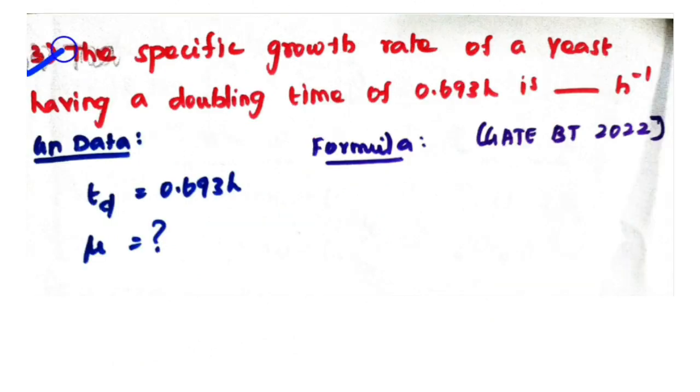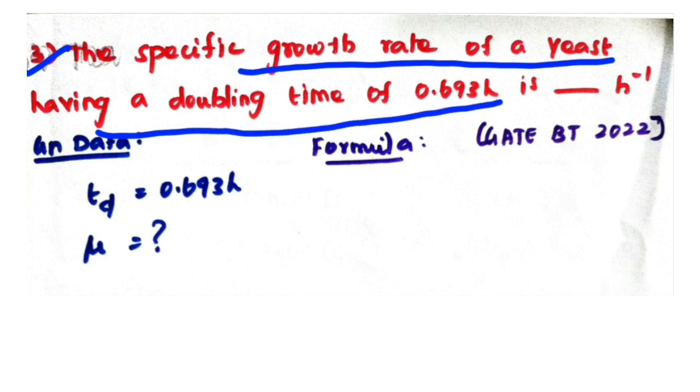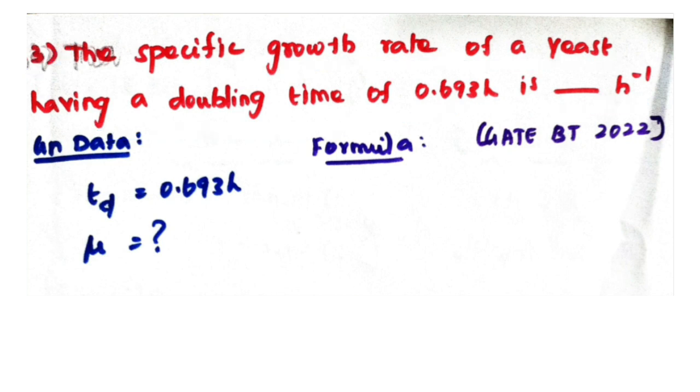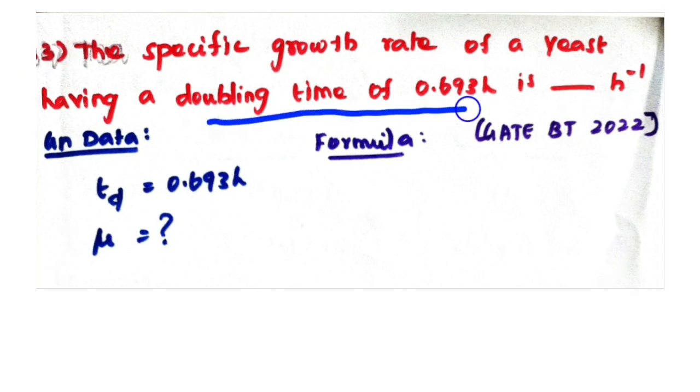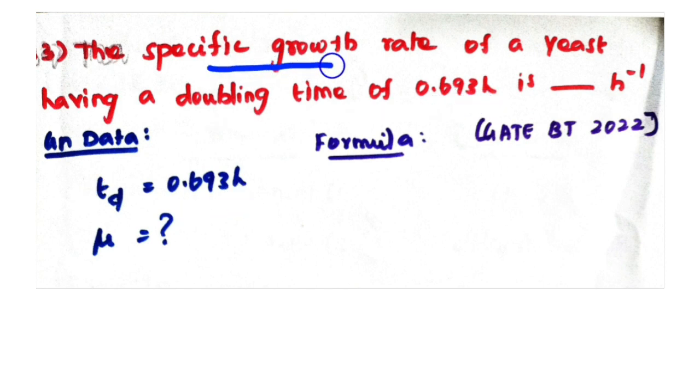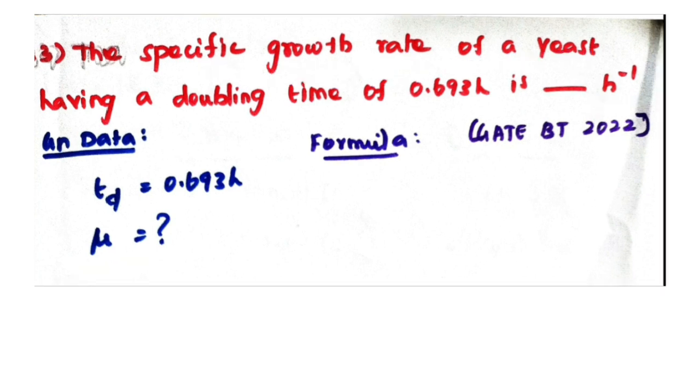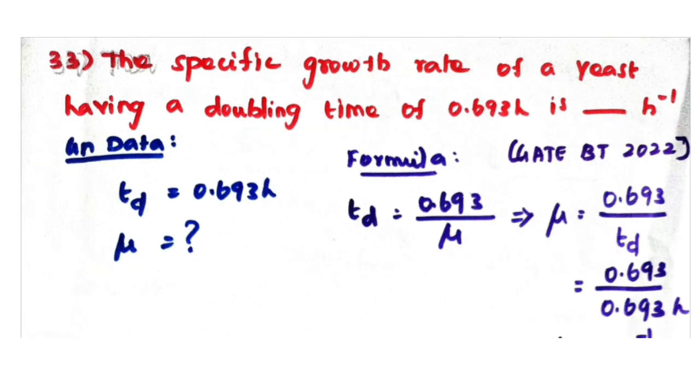Next question is, the specific growth rate of a yeast having a doubling time of 0.693 hour is dash in hour power minus 1. In the question they have given the doubling time of yeast, that is TD equal to 0.693 hour. They are asking to calculate the specific growth rate of the yeast in hour power minus 1. So you have to calculate mu. Mu is nothing but the specific growth rate. TD is doubling time. The formula to calculate doubling time is TD equal to 0.693 divided by mu.